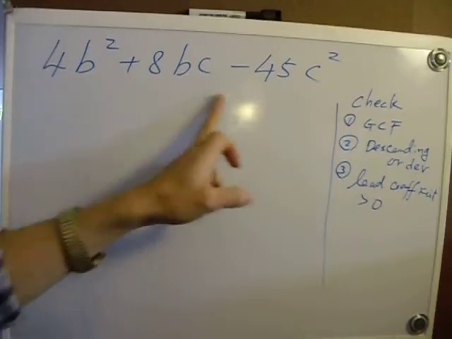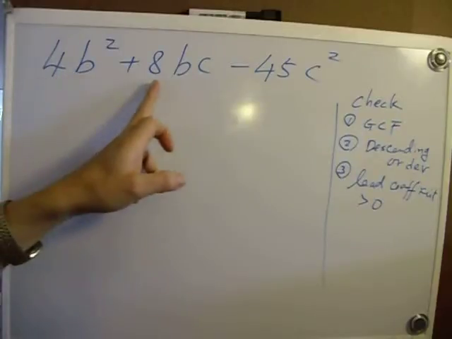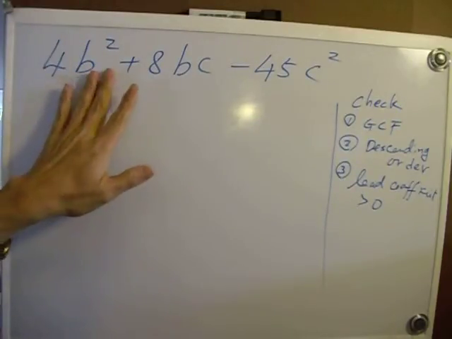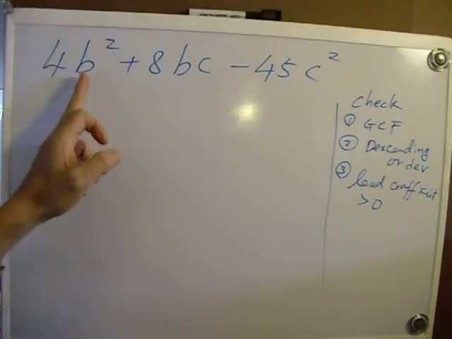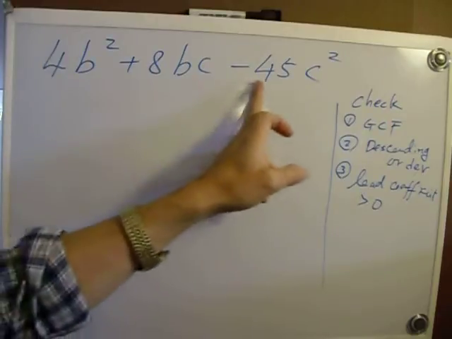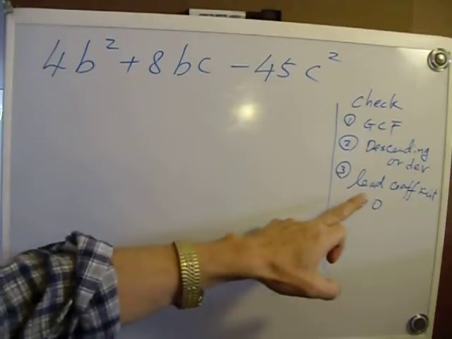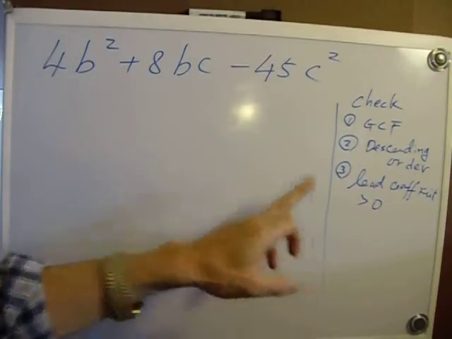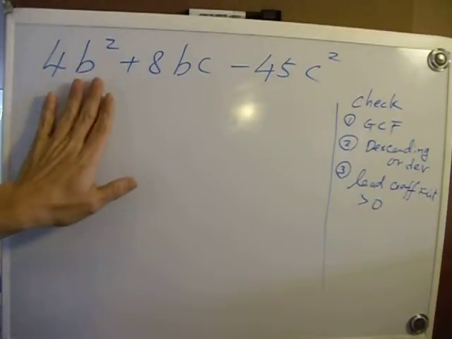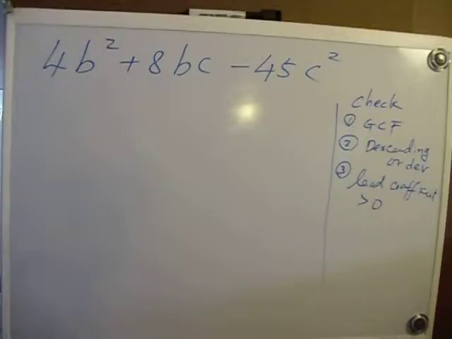Is there any GCF coming out from here? 4, 8, 45. That's not possible for any GCF. This GCF check is already done. Then descending order for B: B squared, B, no B. That's a descending order for B. That's fine. And the last one, check that the leading coefficient is positive. So that's okay. You can go ahead and use the grouping method.